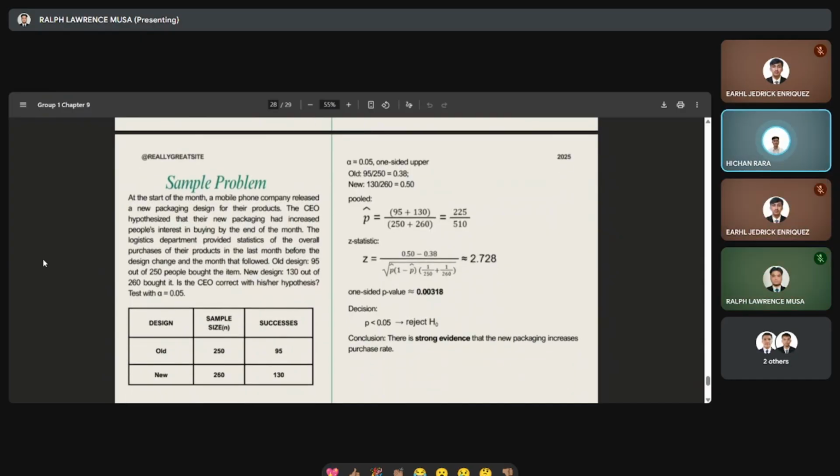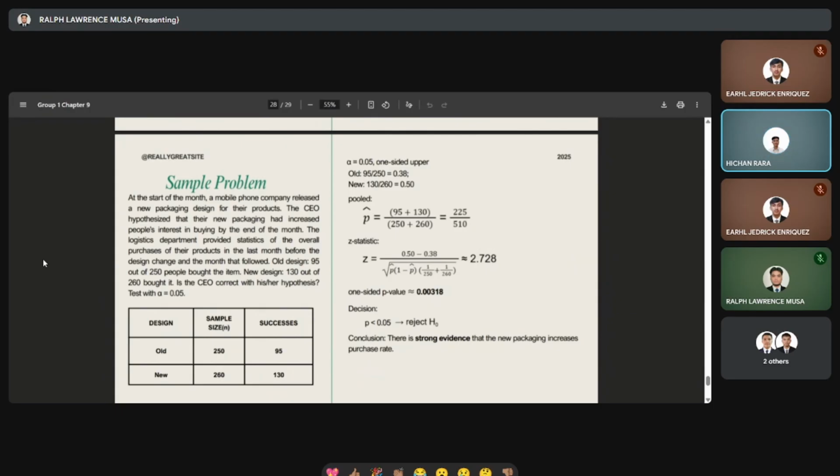So we have our problem here. A company wants to test if a new design increases purchases. We get our table: design, old or new, sample size 250 and 260, successes 95 and 130. Alpha is 0.05, one-sided upper. Then our old design is 95 over 250, which is 0.38. The new design is 130 over 260, which is 0.50.